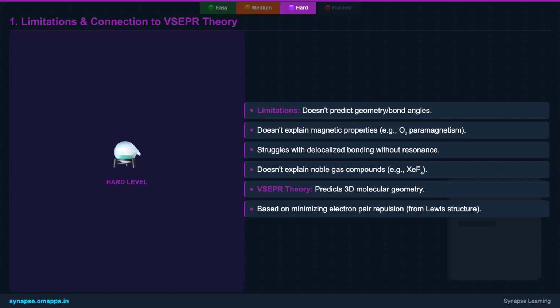This leads us to VSEPR theory. Lewis structures provide the electron count, which VSEPR then uses to predict the actual molecular geometry by minimizing electron pair repulsions around the central atom. This crucial connection helps us move from a flat diagram to a true 3D understanding of a molecule's shape.